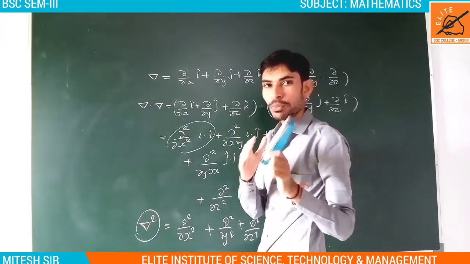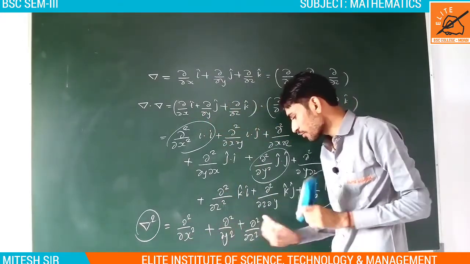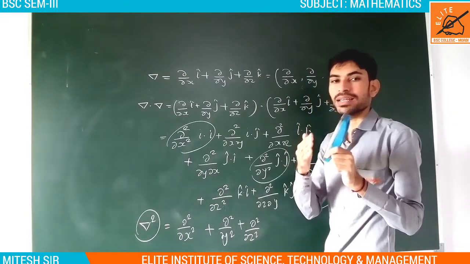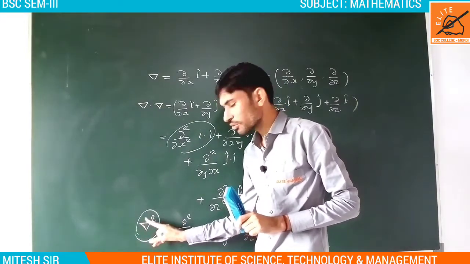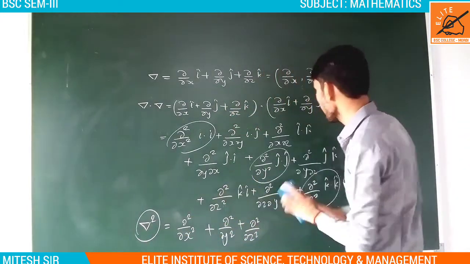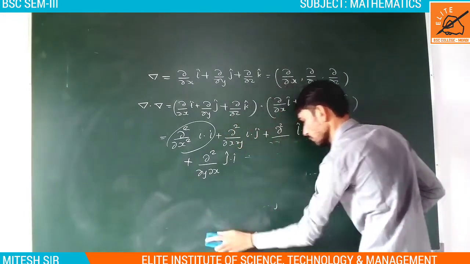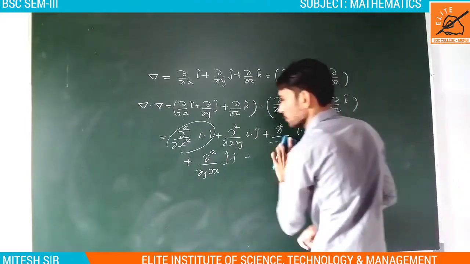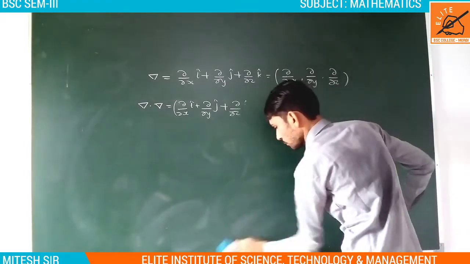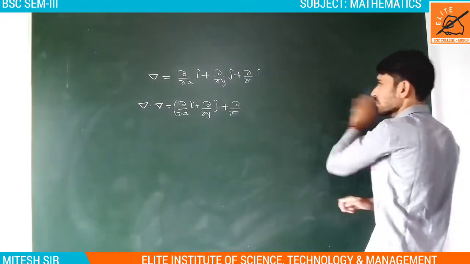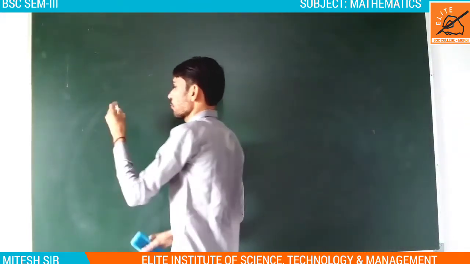So in short, Laplace operator is defined as del square upon del x square plus del square upon del y square plus del square upon del z square. So Laplace operator is nothing but the dot product of our operator nabla. So this nabla square is known as the Laplace operator. So now we define the definition of Laplace operator. So write down the definition of Laplace operator.